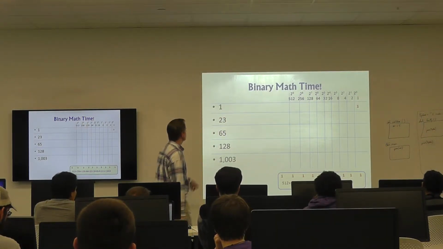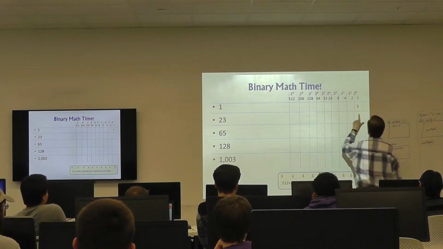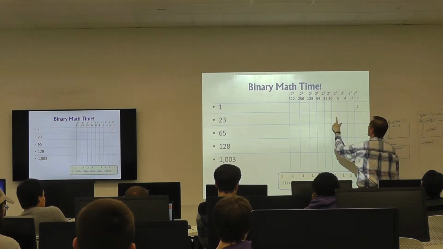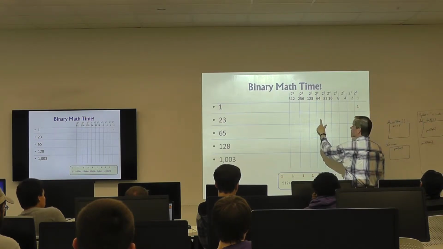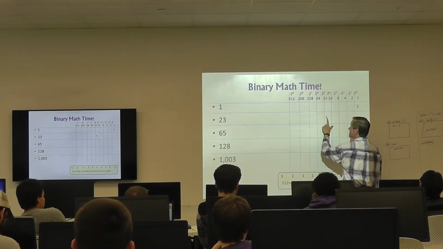Cool. So let's do the number 23. Let's think about this for a moment. Is 23 greater than 1? Yes. Greater than 2? Yes. Greater than 4? Yes. Greater than 8? Greater than 16? Greater than 32? So we probably want to go right here. Now we know we've got at least 16. So 23 minus 16 is what?